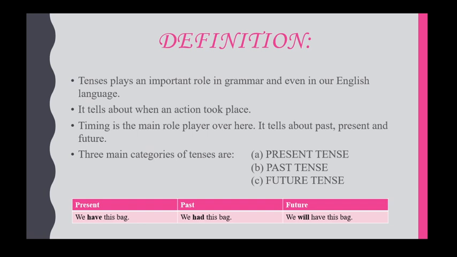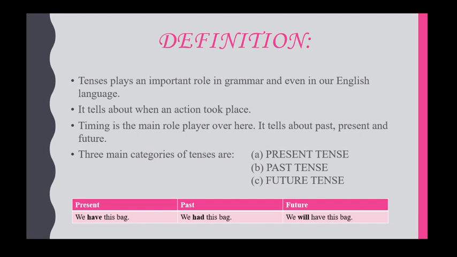Now, it tells about when an action took place. So, the tenses are related to time, that is when an action took place, whether in present, past, or future. If we are doing a thing right now, that is termed as present. If we are done with the same, then it is past. And if we are going to do it, then it is future. Now, see the example. I have briefed one for each.